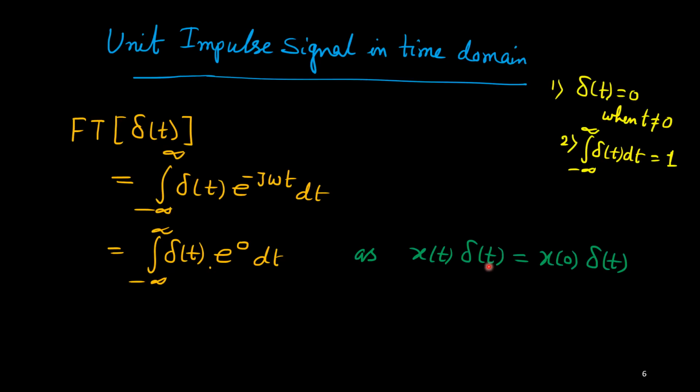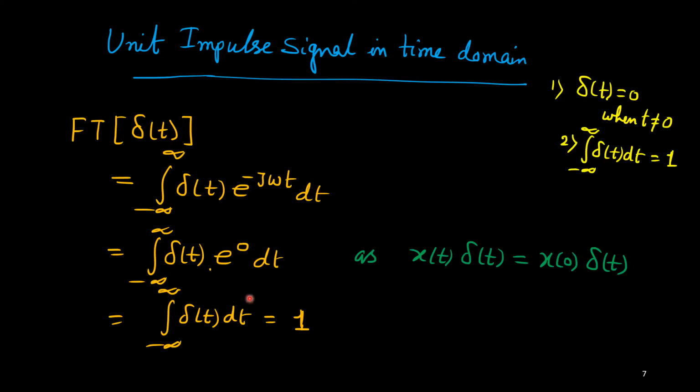So at t equal to 0, its value is x of 0. That will give you certain multiplication with del t. Thus the shape will remain del t, and its amplitude is modified by x of 0. So I have done that here. In del of t e to the power minus j omega t, we'll put t equal to 0, e to the power 0 equals 1. And now you will get the integration of del t dt, and its value is 1 because we have considered unit impulse signal. So it's implied that the unit impulse signal has Fourier transform 1.